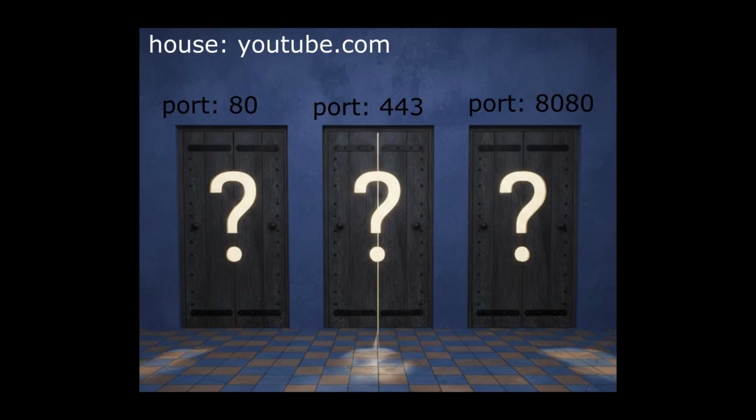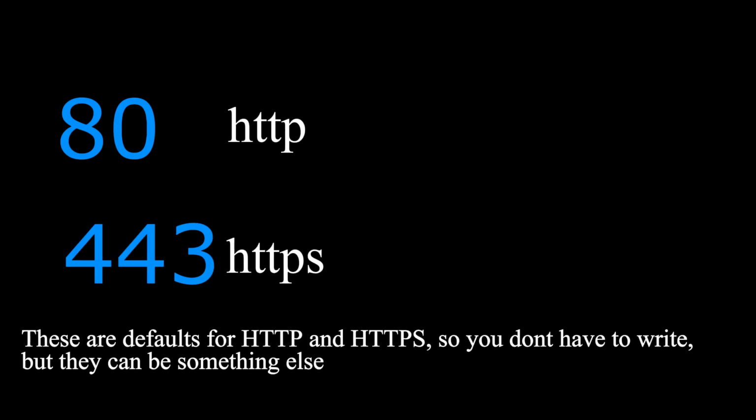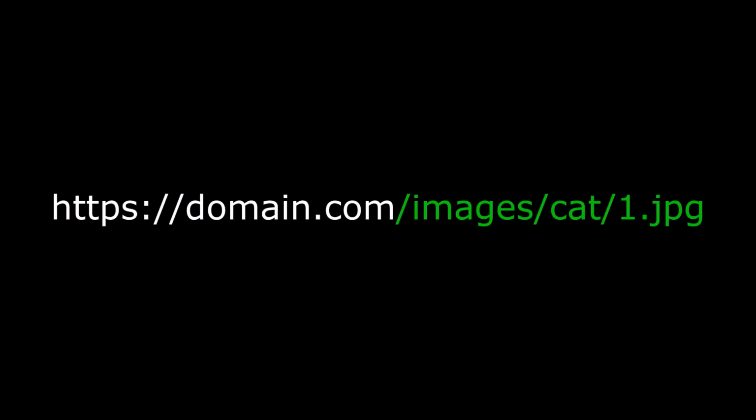A port number is a door to enter a house. With a different door, you can enter different parts of a house. When you visit a website, you usually use port 80 or 443, depending on HTTP or HTTPS. Then we have the path. This is the path to the resource you want.